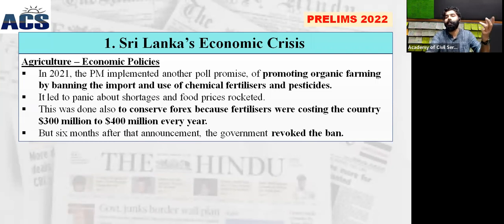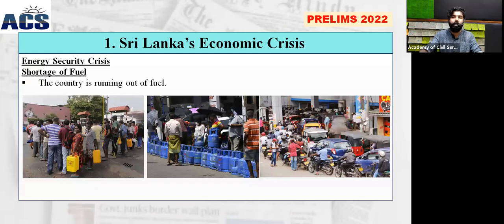This also triggered the economic crisis of Sri Lanka, mainly the promotion of organic farming by banning the import and use of chemical fertilizer and pesticide. The rationale behind the ban of pesticide and chemical fertilizers was that it did not have any money to purchase them. It was conserving the forex reserve at that time through the ban. That's what the government was doing at that time.